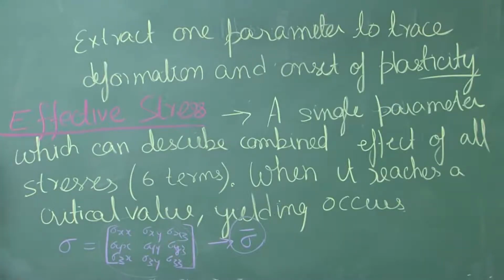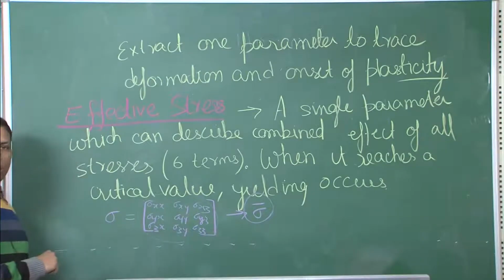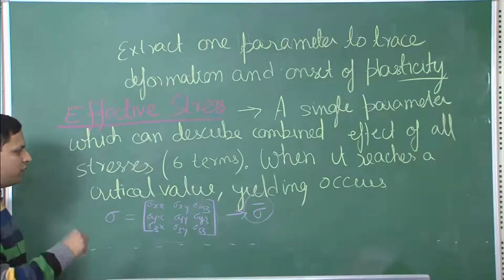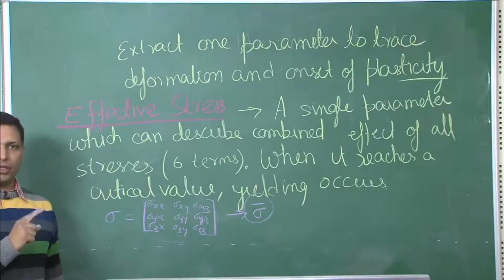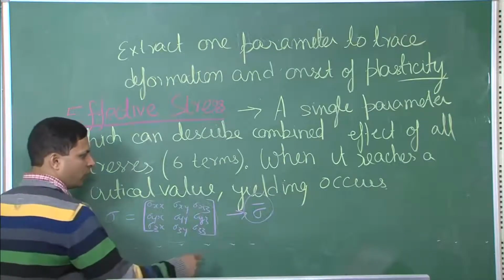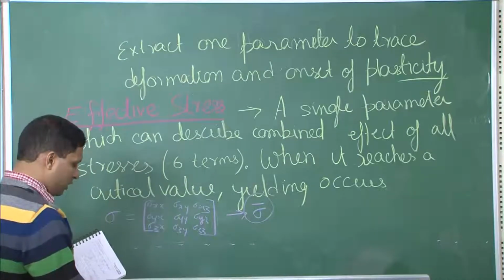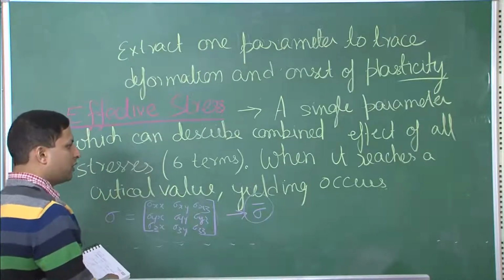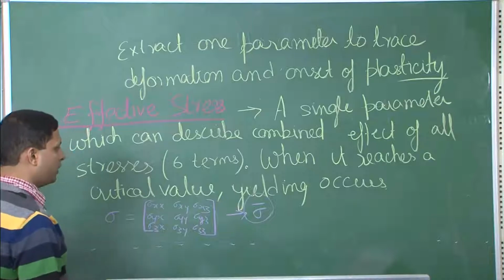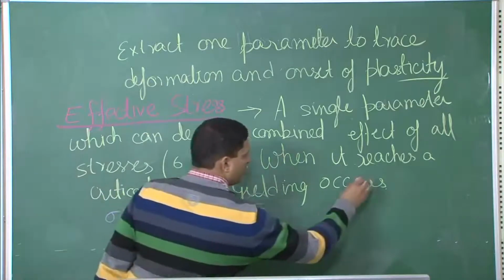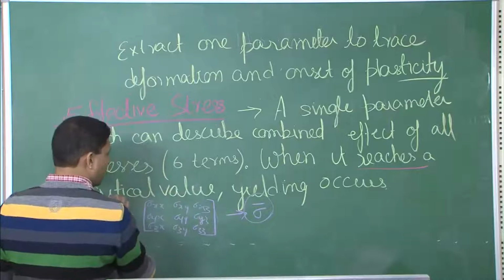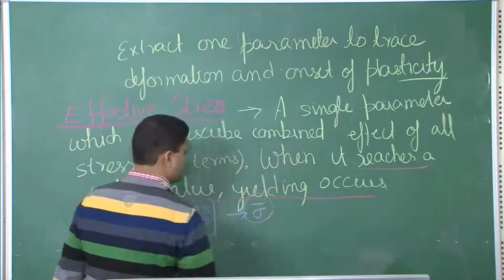Okay. So far what we were doing was just to find out the onset of yielding. Now we have expanded our horizon. Now whatever behavior, whether it is onset of yielding or not, we should be able to define everything with this one single term, and that is what we are calling effective stress, sigma bar. Now here one thing gives us a hint on how to get this value, and it is this: when it reaches a critical value, yielding occurs.